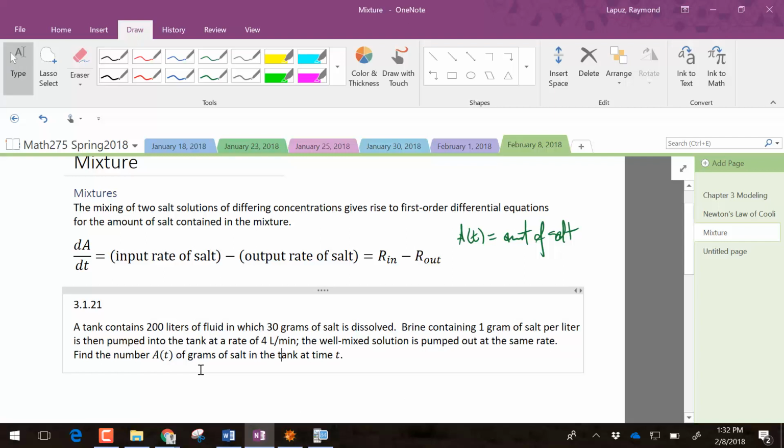All right, we have a tank that has 200 liters of fluid and 30 grams of salt dissolved. So that's the original amount in the tank. Brine containing 1 gram of salt per liter is then pumped into the tank at the rate of 4 liters per minute. And then the solution is pumped out at the same rate, 4 liters per minute. So I think if we could figure out the amount going in, the amount going out, then that's really our key here, right?